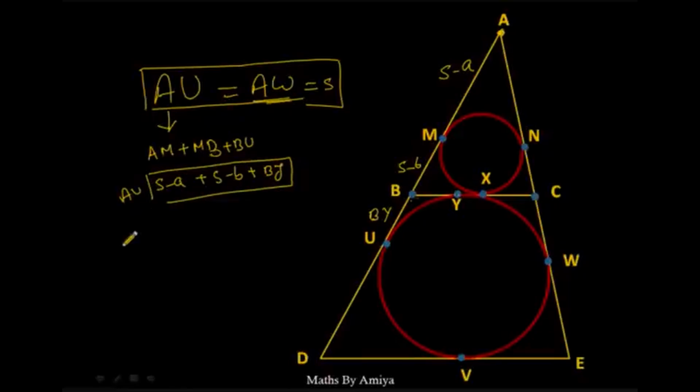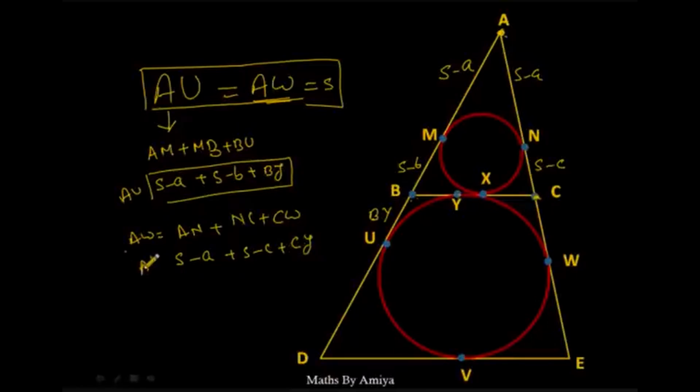Work on AW. AW is AN plus NC plus CW. What is the value of AN? It is s minus a, so write s minus a. NC, that is the point C and a tangent, so we can say s minus c. Write s minus c. And what is CW? C is the tangential point to the bigger circle, so it should be CY.